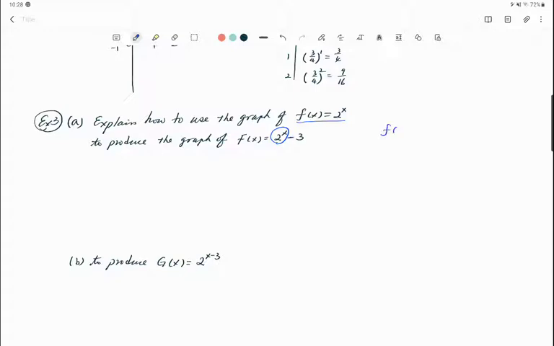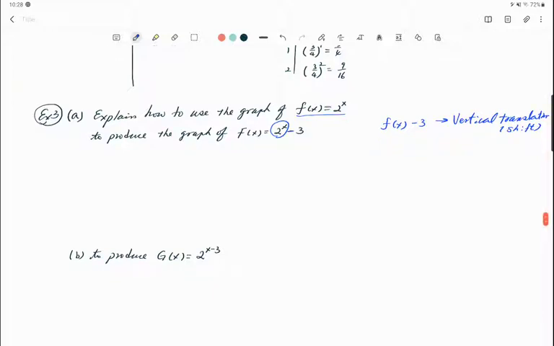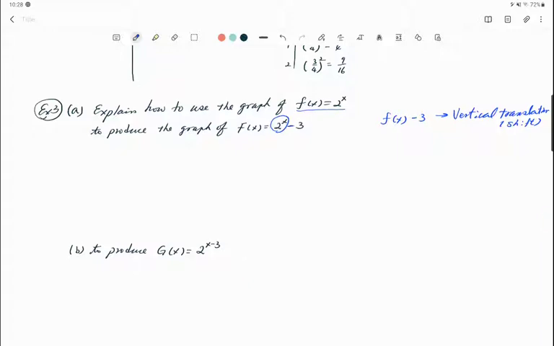Whenever you have something like f of x minus 3, that means it's a vertical translation. Translation means shift, right? Vertical shift. So minus 3 means down, right? Vertical translation, 3 units where? Down. If this is positive, then up. So this is very simple. This is a vertical translation.